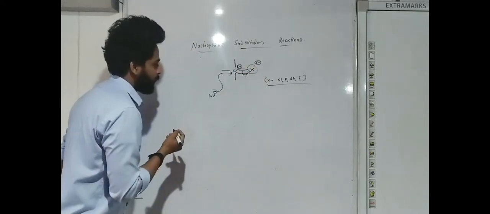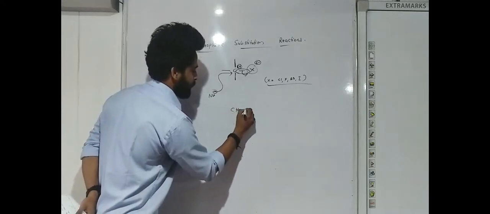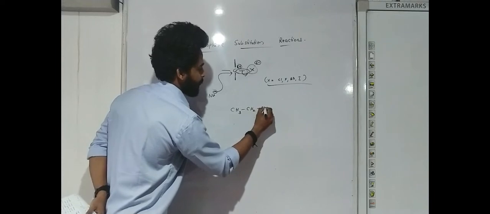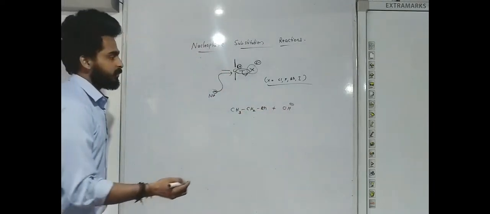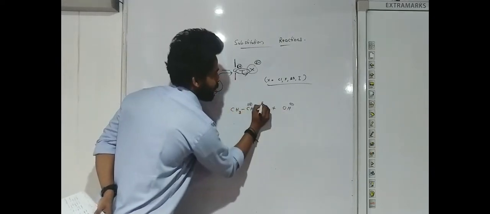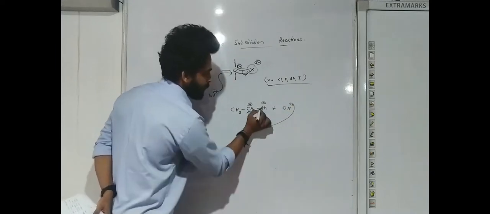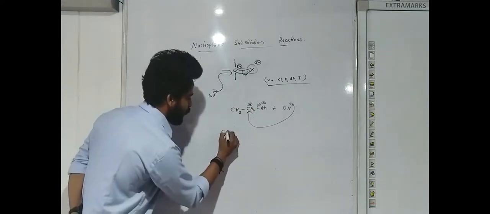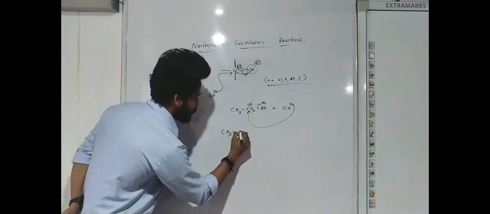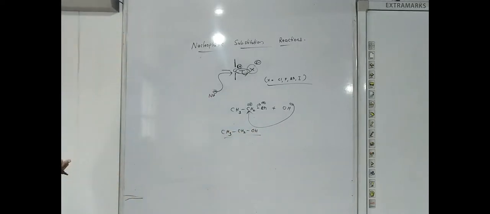For example, let us take CH3CH2Br plus OH minus. Here OH minus is acting as a good nucleophile. Because this carbon is slightly positive and this bromine is slightly negative, the OH minus will come and attack this carbon, and then this bond will leave. So we prepare ethanol from this bromoethane. This is an example of a nucleophilic substitution reaction.